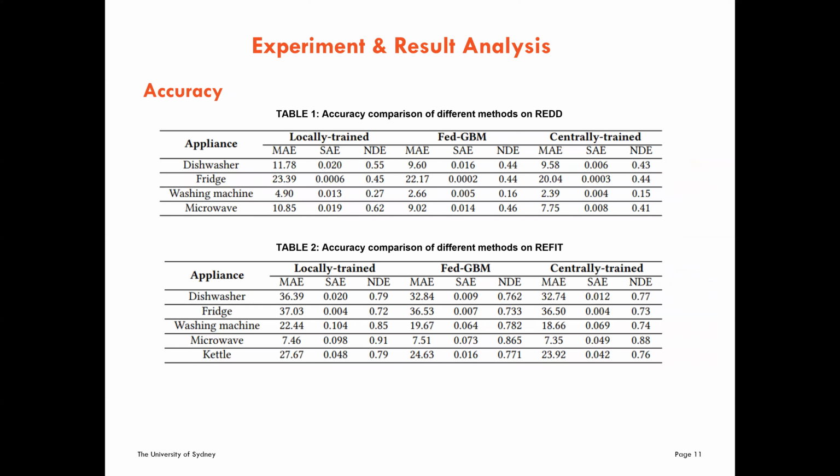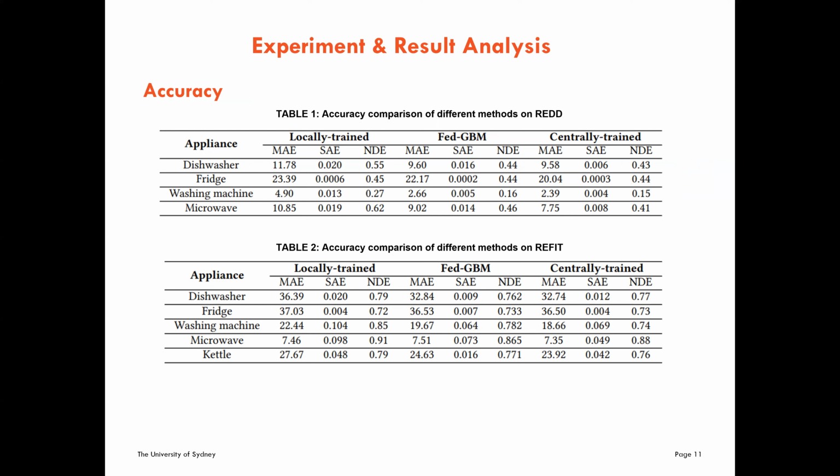We also compare the performance of Fed-GBM with the two methods on two data sets. According to the results in the table, the centrally trained models often achieve better performance, but the locally trained ones always show the worst performance. This is because the centralized training method can easily extract sufficient knowledge by using the full data. The high generalization ability can be guaranteed.